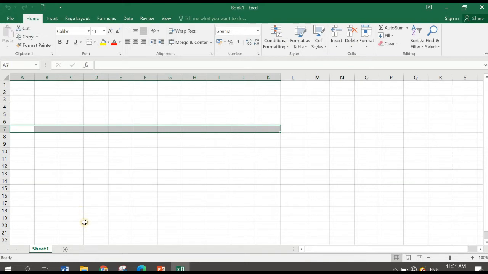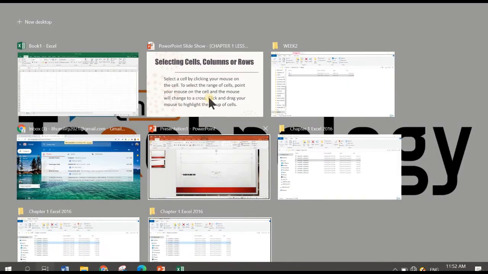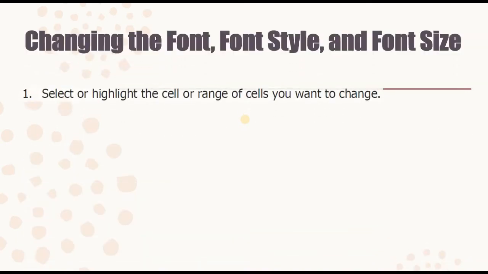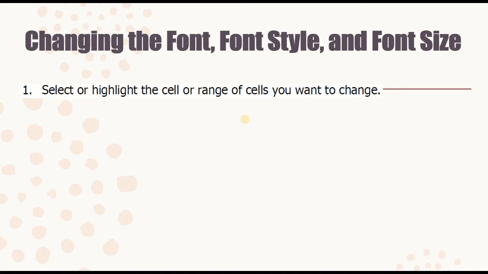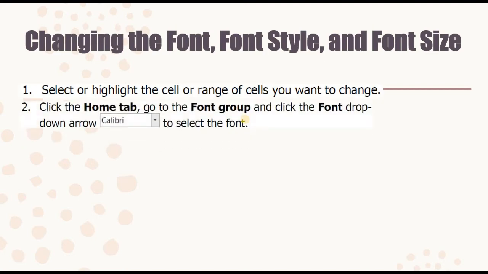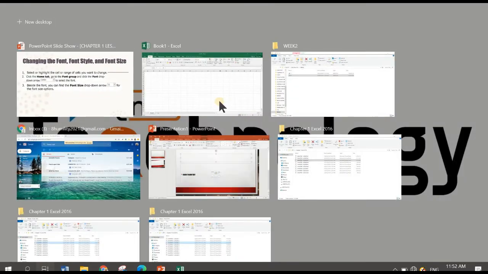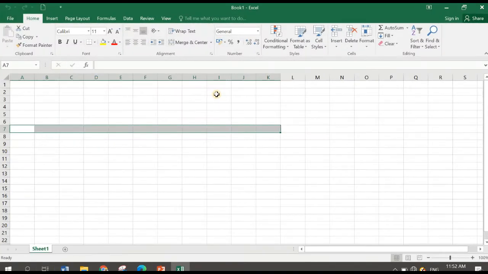Okay, the next one is changing the font style, and the font size. The first one is select or highlight the cell or range of cell you want to change. Second, click the Home tab, go to the Font group, and click the Font drop-down, Calibri, to select the font. Okay? So I will go to the Microsoft Excel for you to see the step in changing the font style, and the font size of a text.